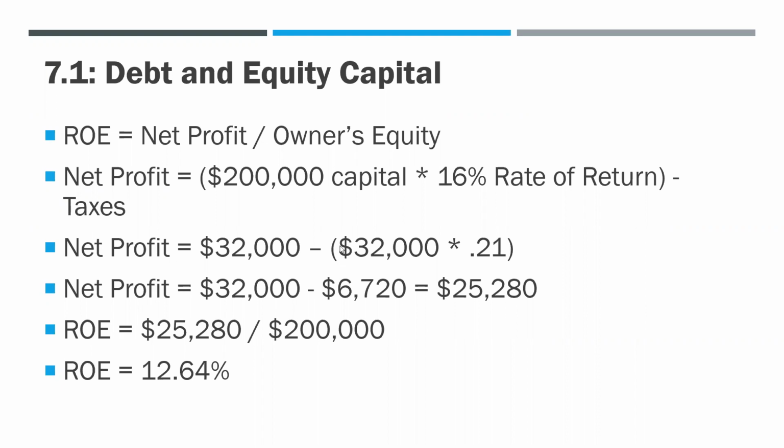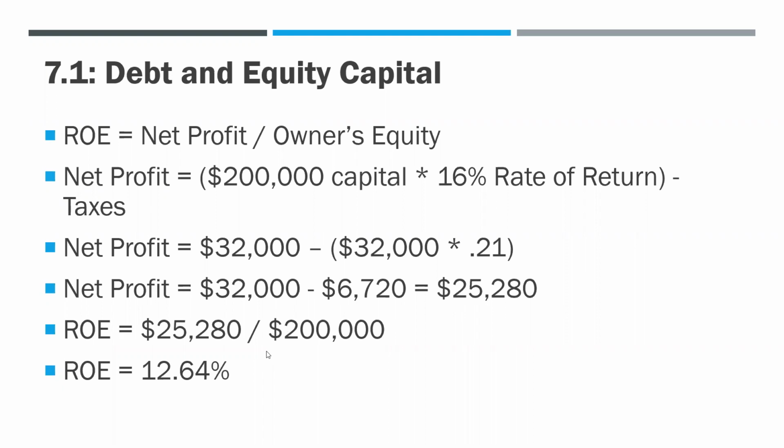And taxes are the second part of our argument here. So 32,000 times 21% comes out to 6,720. We subtract the two, our net profit after interest and taxes is 25,280.